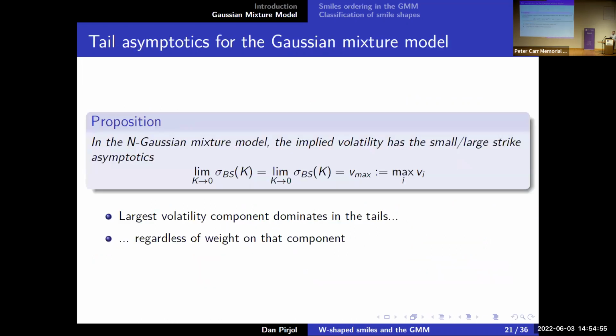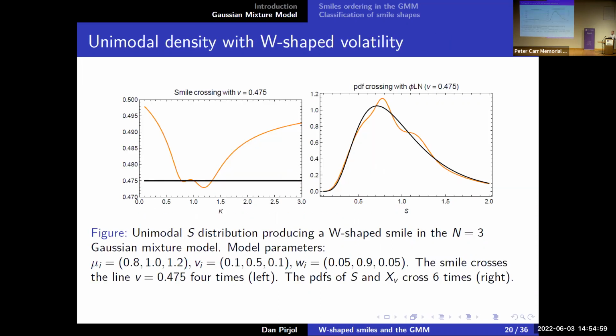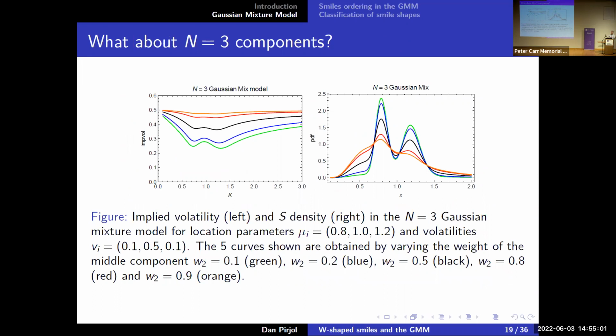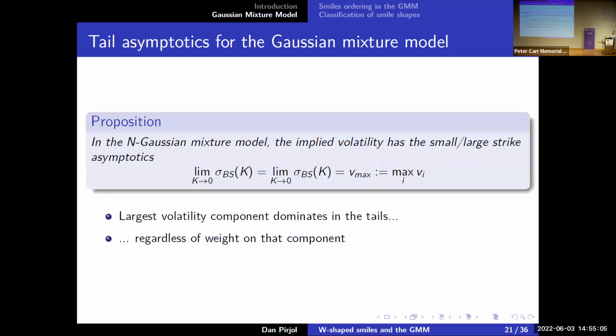All right, so we also have results for the tail asymptotics. What happens for very large, very small strikes? They all approach a common value given by the maximum of the volatilities of the mixture. So regardless of the weights of the components, you only need to know the largest volatility component and you know the asymptotics.